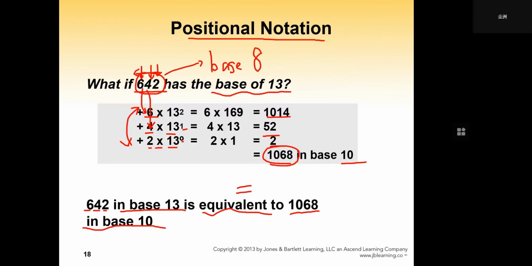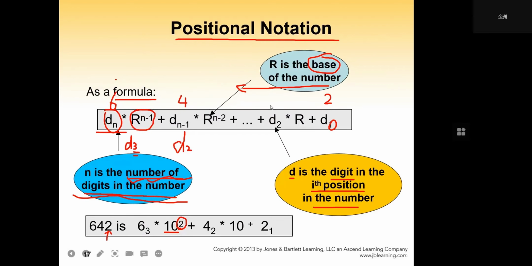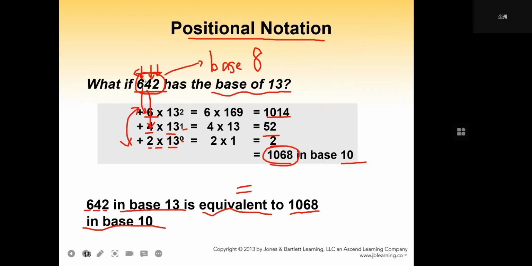So when we have this abstraction of positional notation, we can represent any number in any other base, not only base 10. For example, still this number, 642. If the base is 13, what does this number represent, or how many ones are in this number?